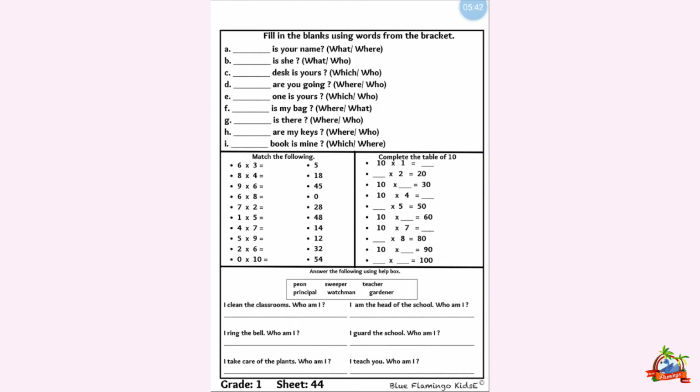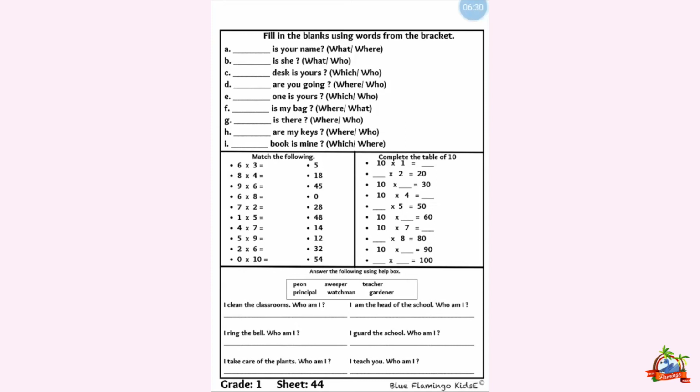2 10s are 20. Now the table of 3. 3 1s are 3. 3 2s are 6. 3 3s are 9. 3 4s are 12. 3 5s are 15. 3 6s are 18. 3 7s are 21. 3 8s are 24. 3 9s are 27.